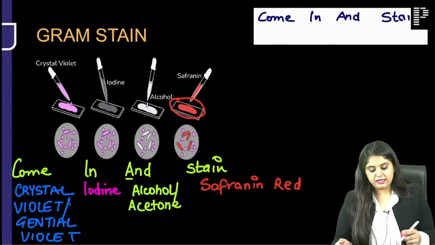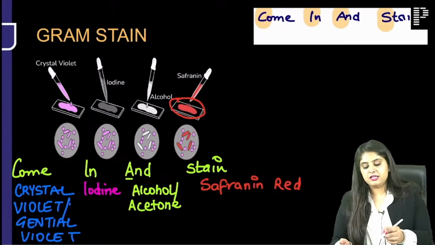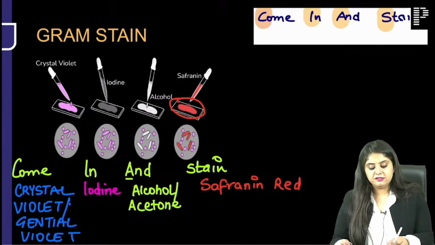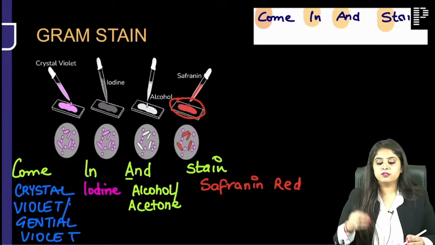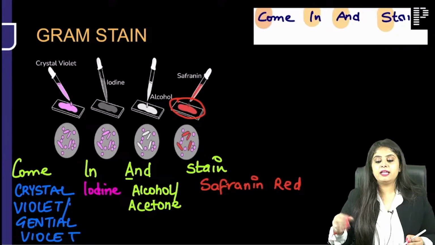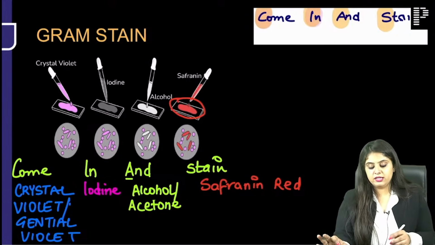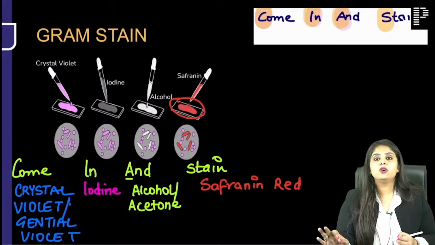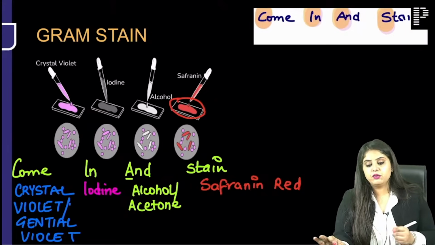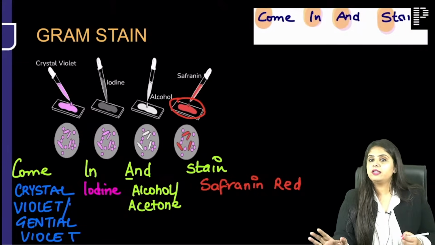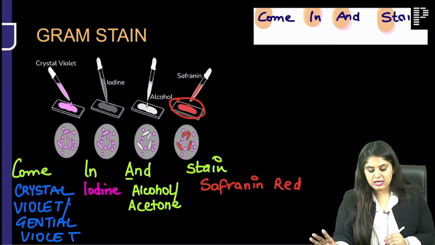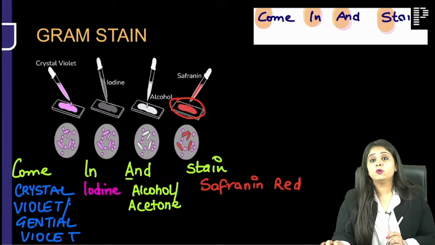What have you added? I said come in and stain. C for what? Anything to do with violet: crystal violet, gentian violet, anything like this is violet. I for what? Iodine. A for what? Alcohol or acetone. And S for what? Safranin red. You have memorized the names of the 4 chemicals. Now I'll start telling you the overall purpose.